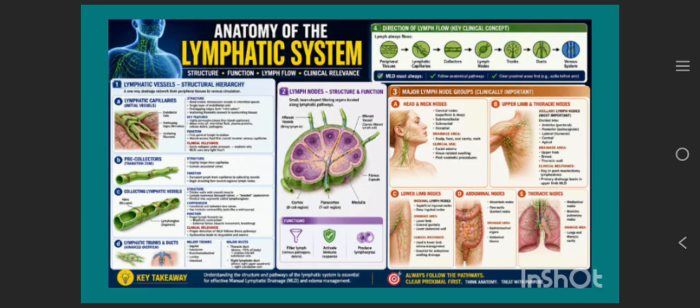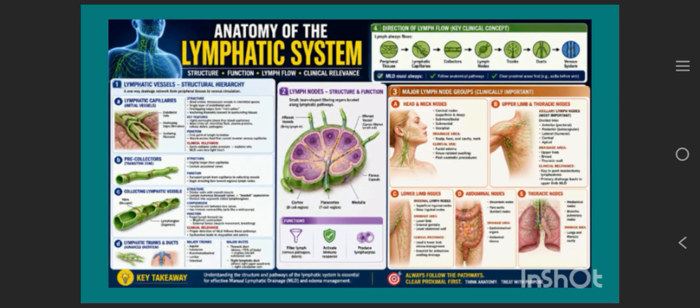So first we have discussed lymphatic capillaries, the initial vessels. Secondly, we will discuss pre-collectors. Pre-collectors are the transition zone between capillaries and collectors. Structurally, they are slightly larger than capillaries and they contain occasional valves.